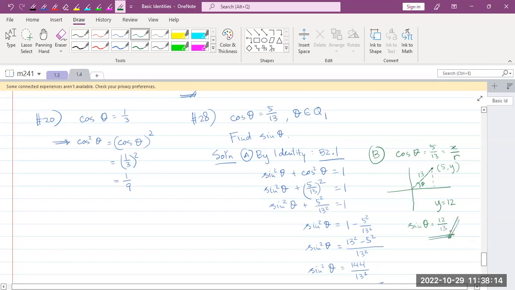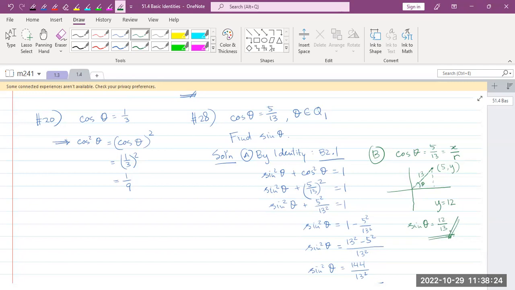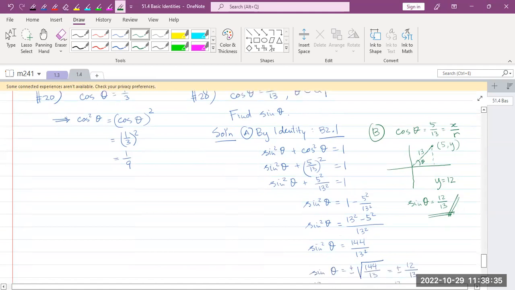I think this is a lot faster. The reason it is a lot faster is because we actually have better intuition from the graph. If you ask me, Thomas, how will you do this problem in the test? I will use method B, the second one. They don't tell us which method to use anyway, right? Now that's for number 28. Let me continue.